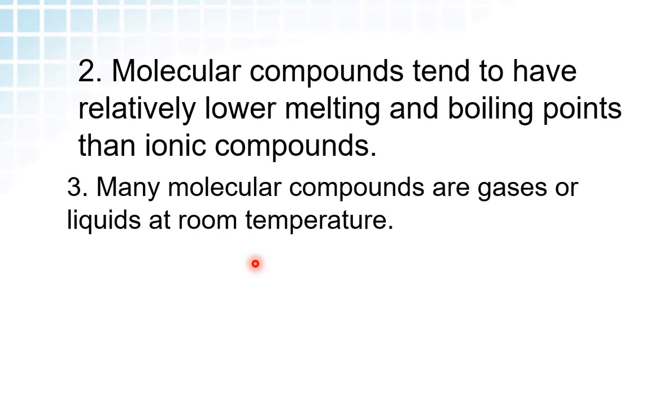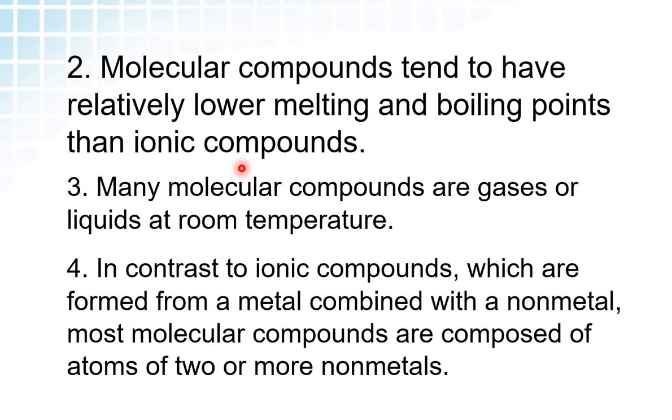The second point: molecular compounds tend to have relatively lower melting and boiling points than ionic compounds. Many molecular compounds are gases or liquids at room temperature. In contrast, ionic compounds are formed from a metal combined with a non-metal as an interaction between them. So most molecular compounds are composed of atoms of two or more non-metals.